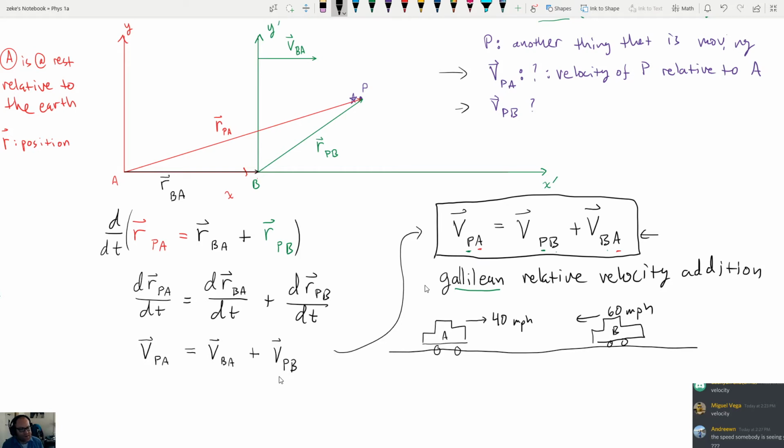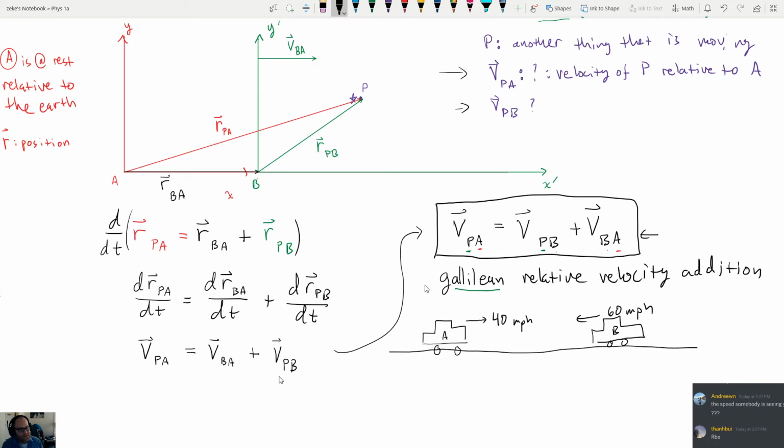So again, I'll ask, when I say you're moving at like 60 miles an hour on the road, what does that speed mean? It's not the speed someone is seeing you go, not necessarily. Not unless they're sitting at rest on the side of the road. It does mean every hour you advance 60 miles. Yep, that's right.